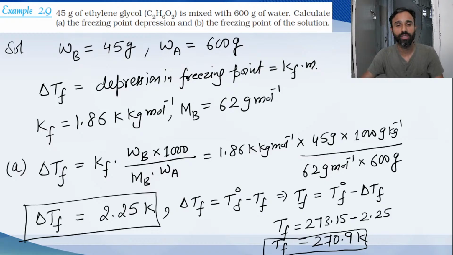First is depression in freezing point, and the depression in freezing point is 2.25 Kelvin, and second part, this is the freezing point of the solution. So the freezing point of the solution is 270.90 Kelvin. Right?